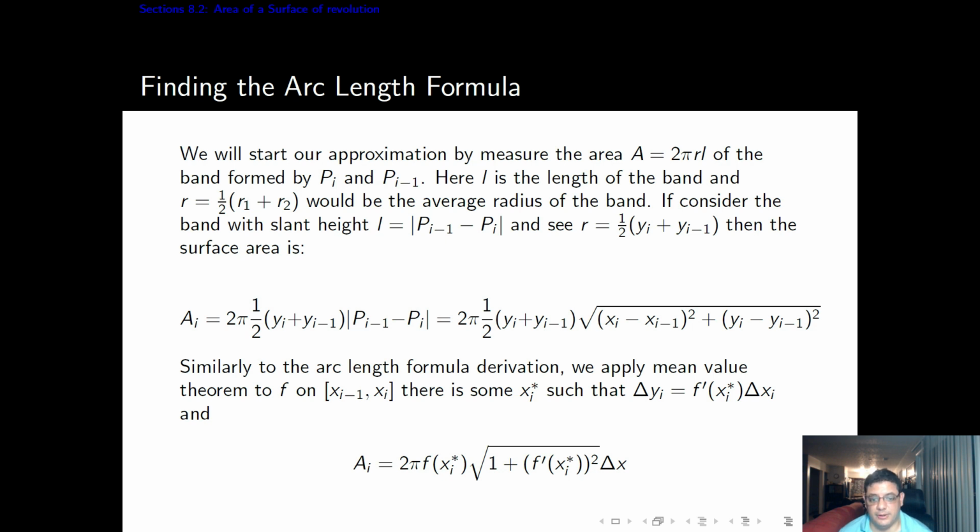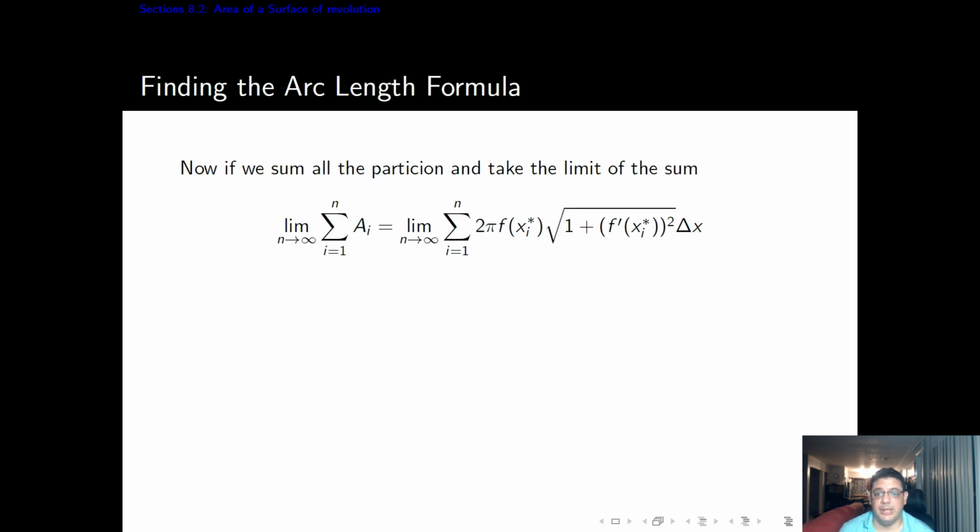Now if we consider that approximation, we get to the point where the surface area of the band is 2 pi f of xi star times the square root of 1 plus f prime of xi star squared, times delta x. If we again sum over the whole partition and take the limit of the sum, making the partition super small, we convert the sum into an integral. So the surface area is given by the integral from a to b of 2 pi f of x times the square root of 1 plus f prime of x squared dx.